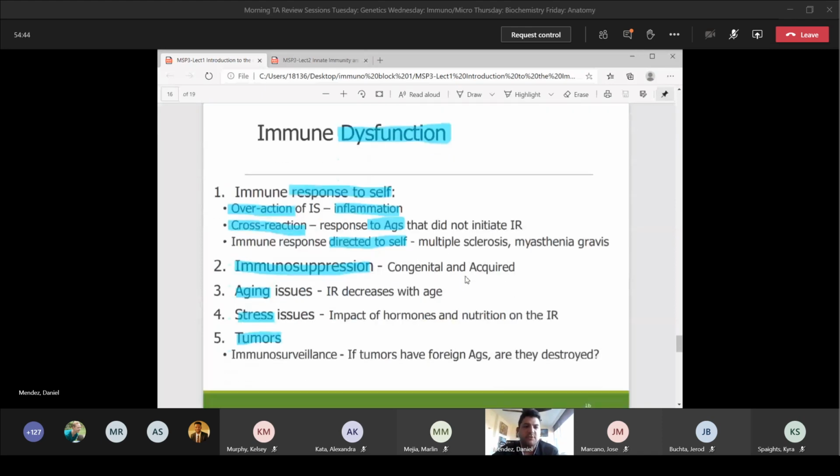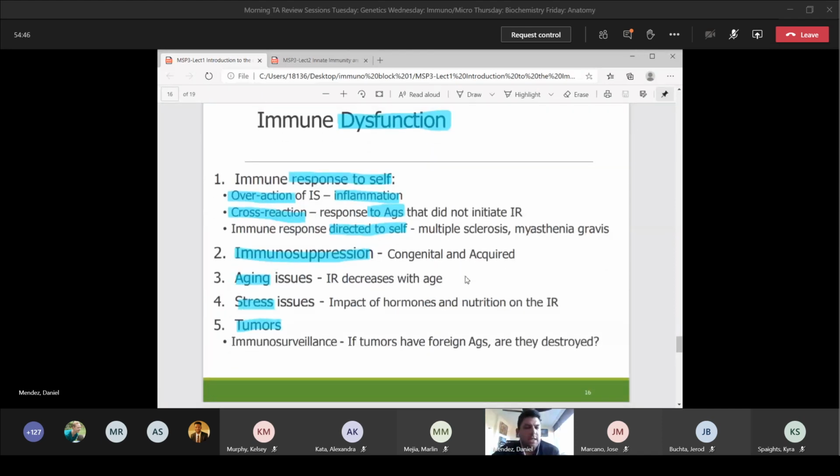So immune dysfunction, this one's pretty important, and we're going to get into these a lot more as we continue, and I believe more so in lecture 5.